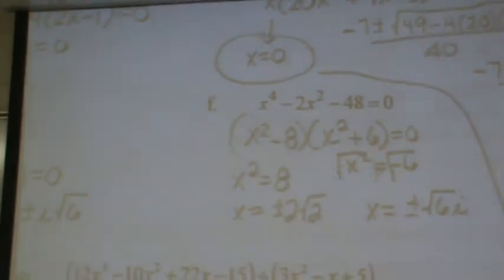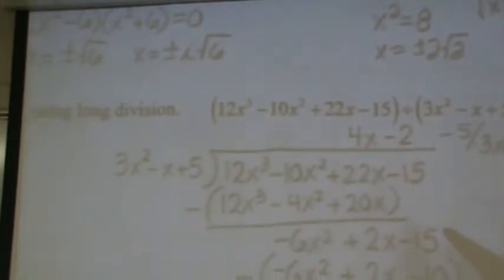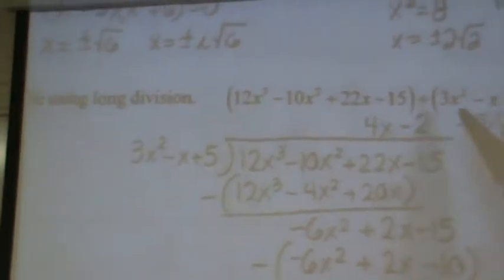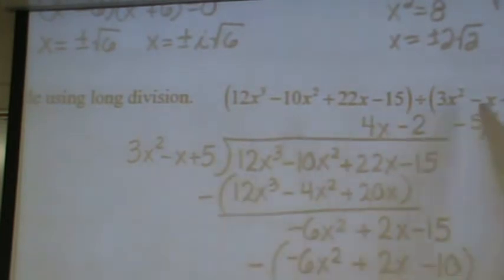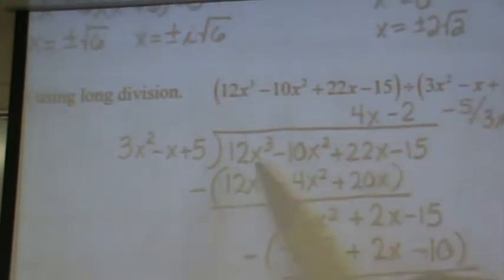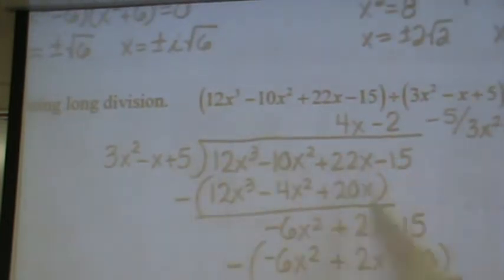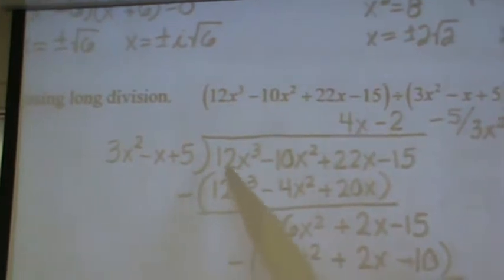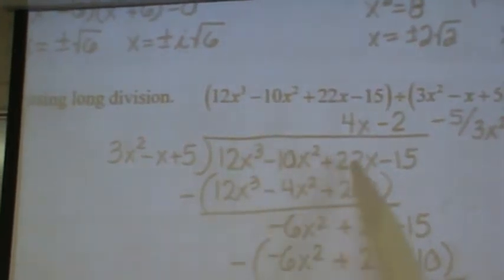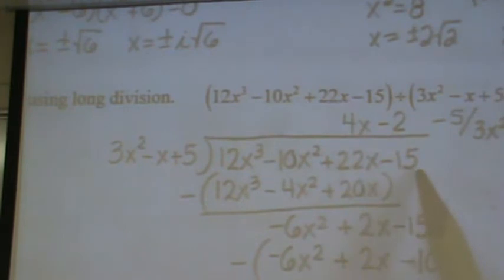For 6, we're going to perform long division. We can't do synthetic on this. So the divisor is 3x squared minus x plus 5, outside, inside. Now how do you do this division? Make sure you don't have any holes here, which you're fine.